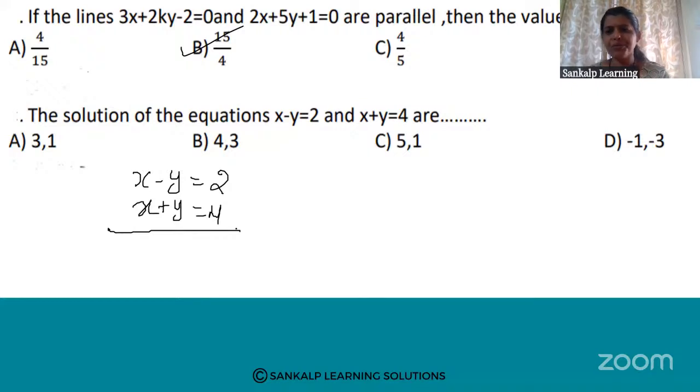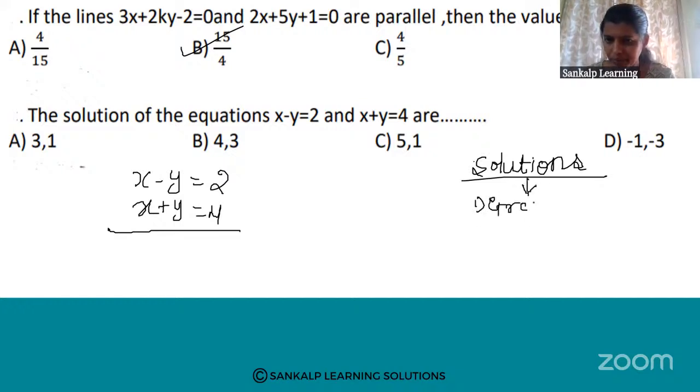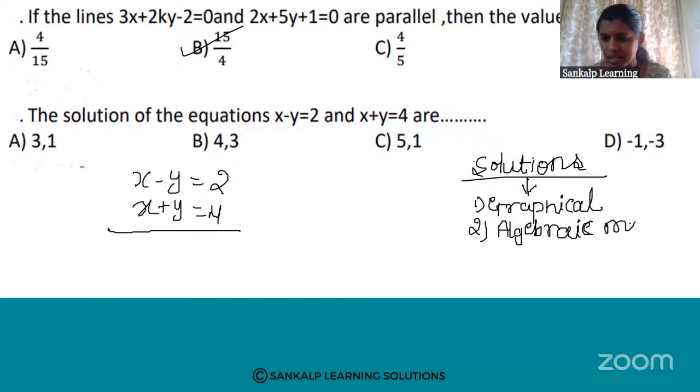In this chapter, we are going to learn 3 methods. So first, in order to find out the solutions, there are 2 methods. One is the graphical method and the second one is the algebraic method. So solutions can be found using 2 methods: the graphical method and the algebraic method.